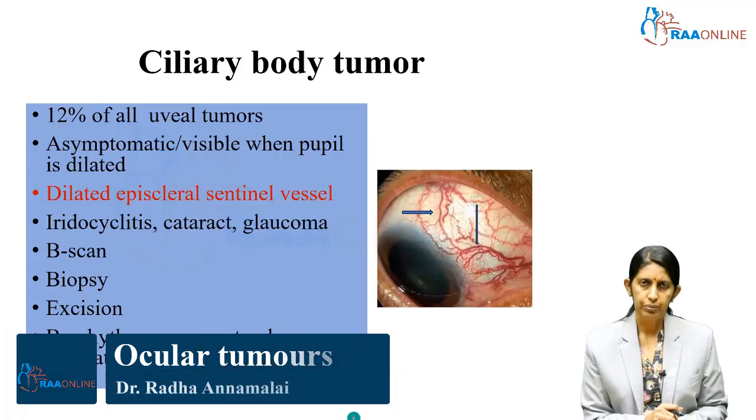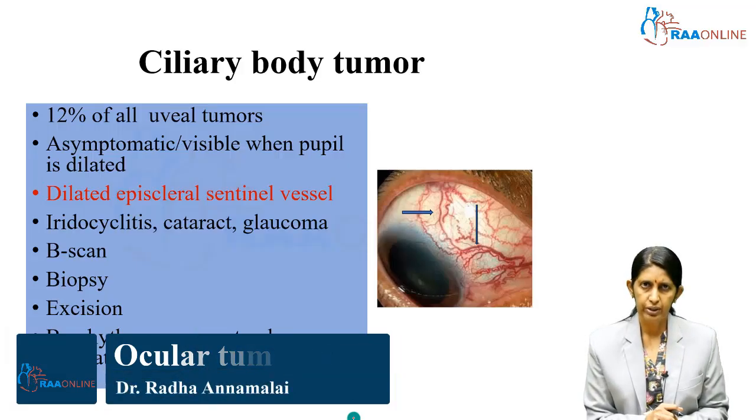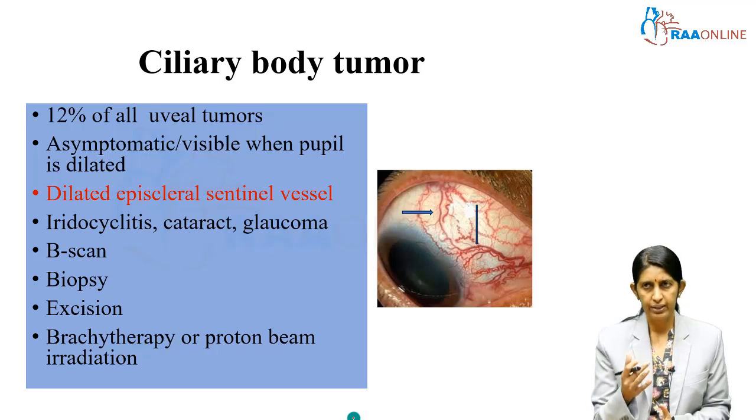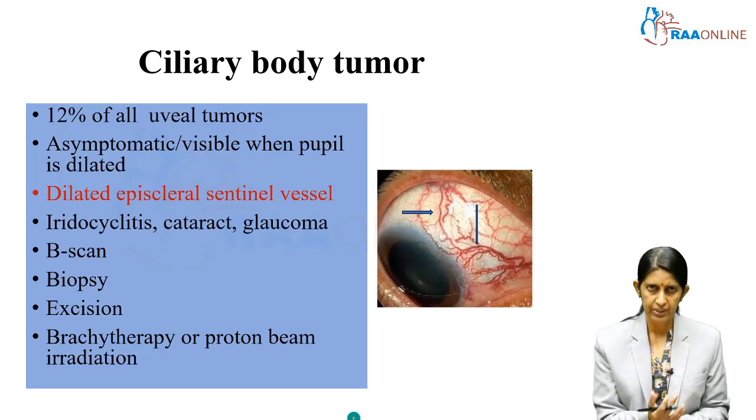The next uveal tumor of importance is the ciliary body tumor. Ciliary body tumors occur in about 12% of all uveal tumors, and the ciliary body, as we know, is located below the iris, and so it is not normally visible. Patients can be asymptomatic for a long period of time, but the mass, if it is large enough, can become visible when the pupil is dilated.